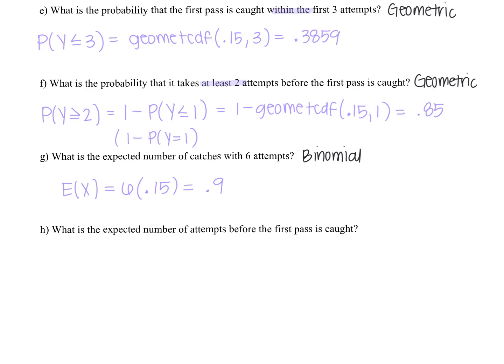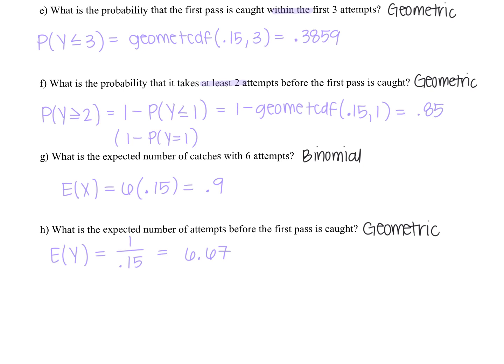And the last one says, what is the expected number of attempts before the first pass is caught? So this is the mean for a geometric distribution, which is again given to you on your formula sheet. So it's 1 over p, which is 0.15. So that becomes 6.67. And you are going to want to write the decimals for the expected values for binomial and geometric distributions. They are most likely going to be decimals, which is fine. They don't have to be whole numbers. They can be decimals, and you can leave them as decimals.